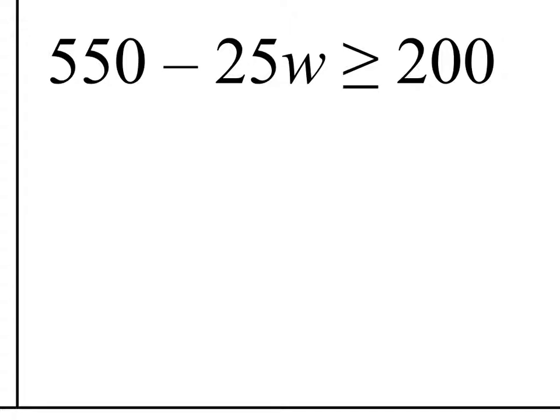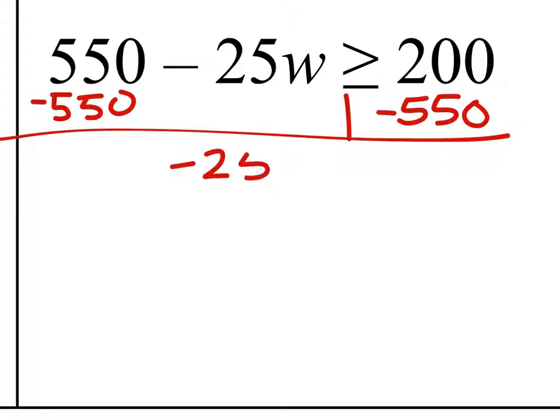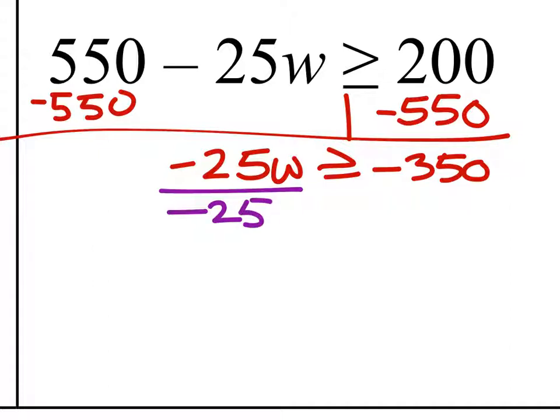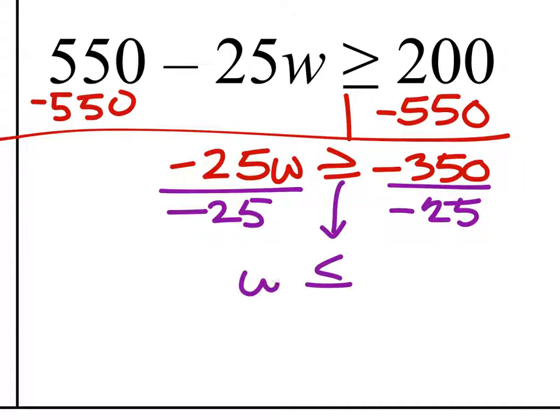So to solve it, let's go ahead and get that negative 25W by itself. We'll subtract 550 from both sides. Then you get negative 25W is greater than or equal to negative 350, right? Now, when we divide by this negative 25, it will give us some positive value. But we did divide both sides by a negative, so we're going to have to flip the inequality. W is less than or equal to 14.